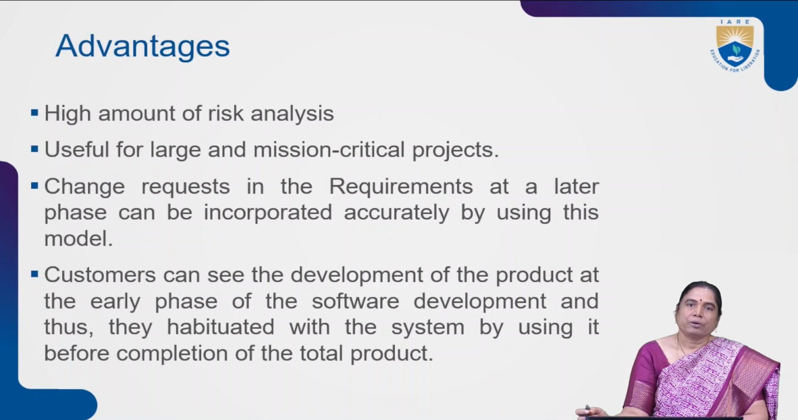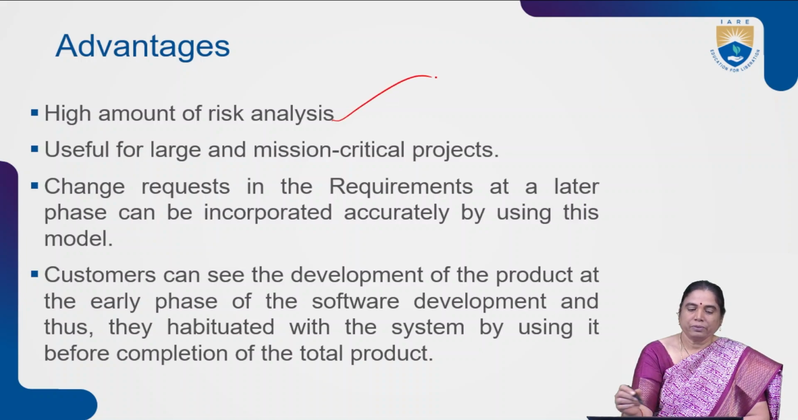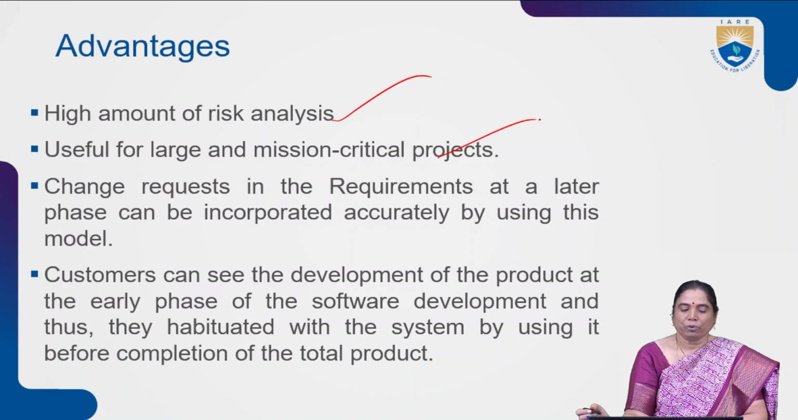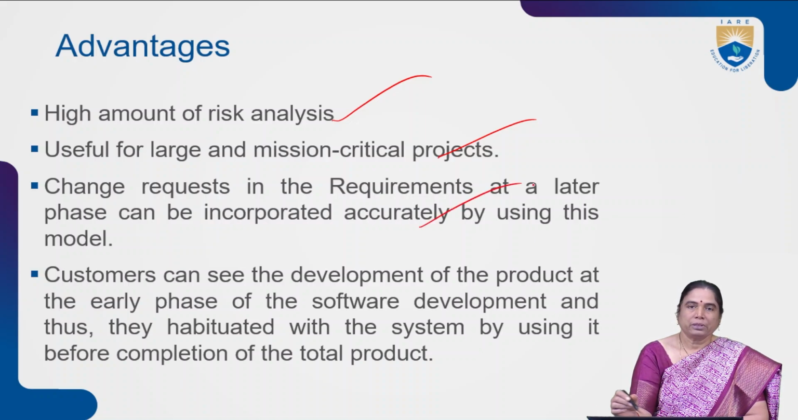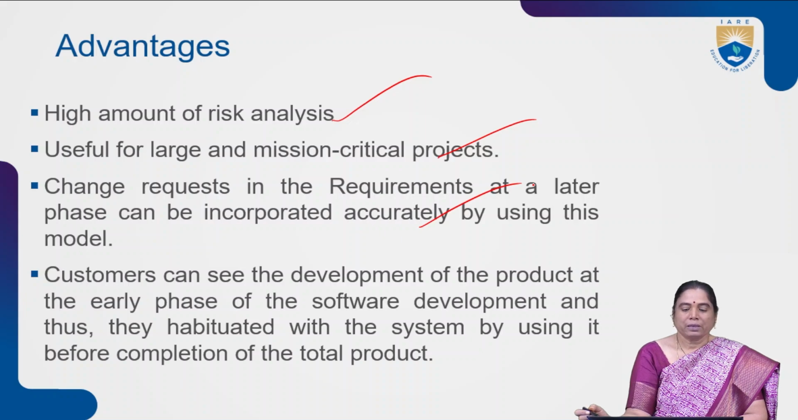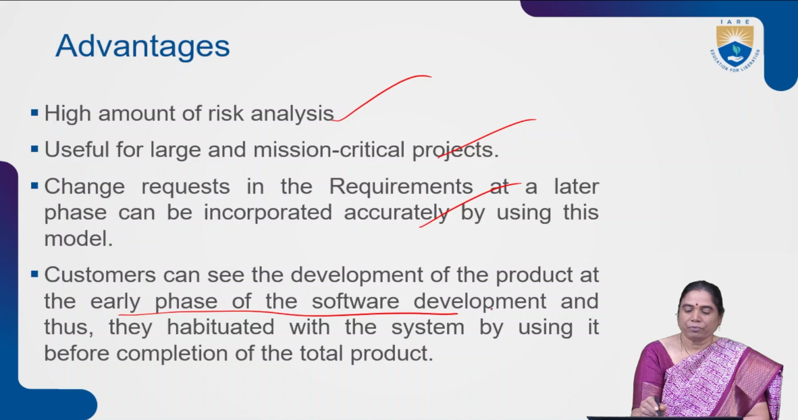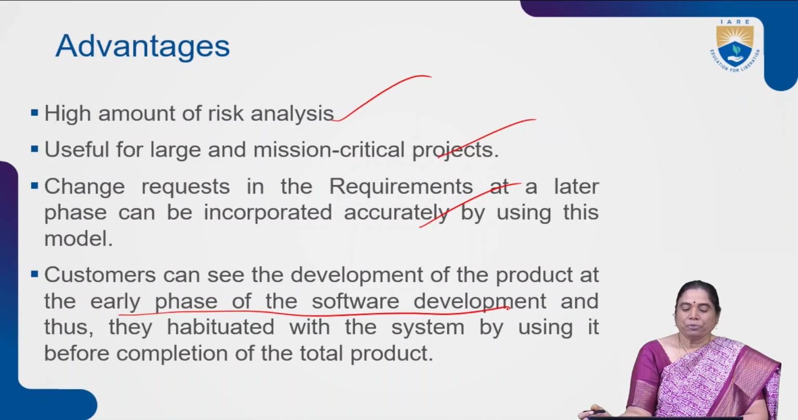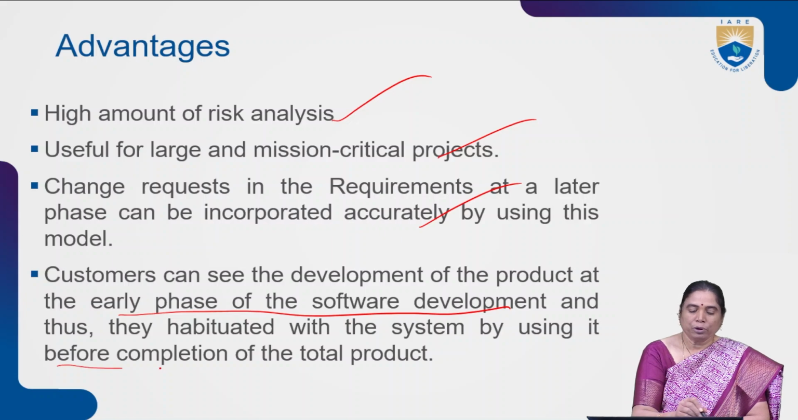The advantages of the spiral model are a high amount of risk analysis, and it is useful for large and mission critical projects. Change requests in the requirements at a later phase can be incorporated accurately by using this model. Customers can see the development of the product at the early phases of the software development, so they can have it used before completing the total product.